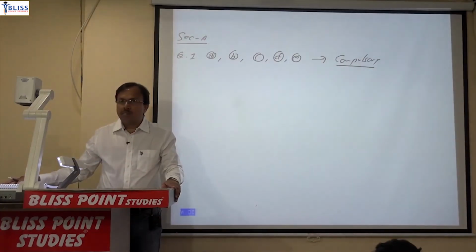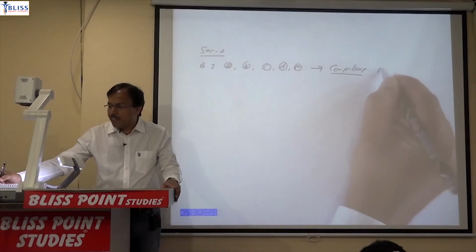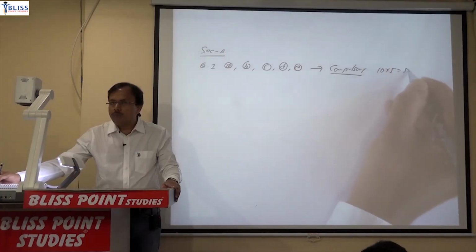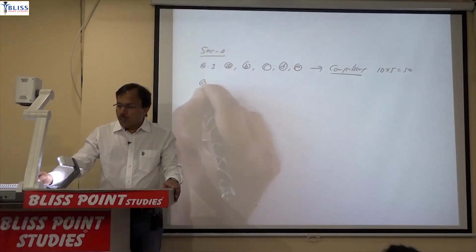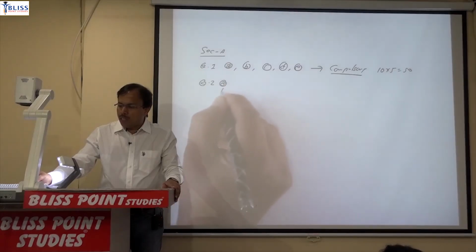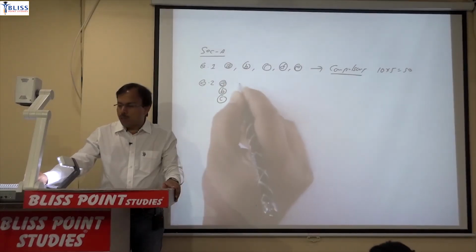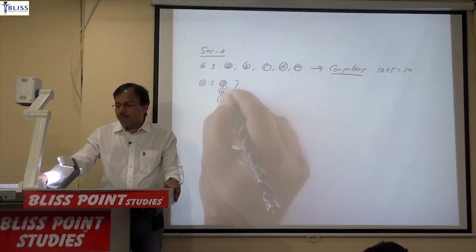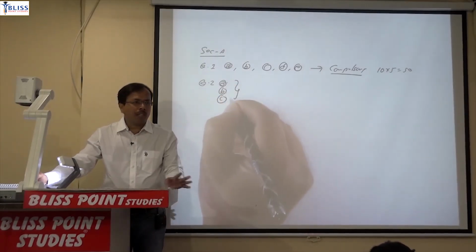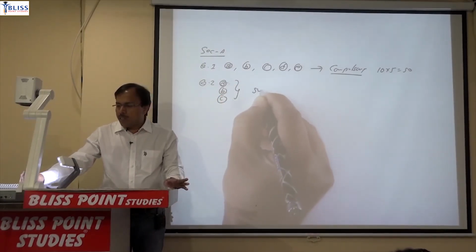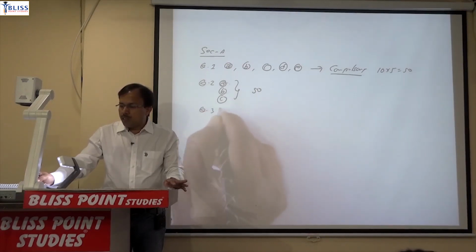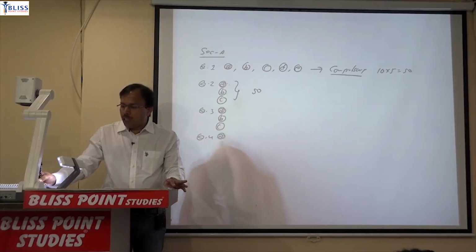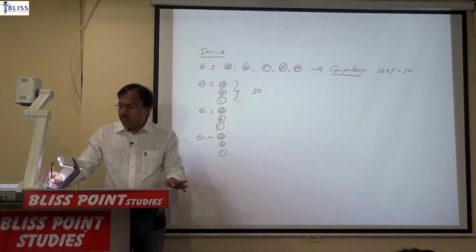So this first question is in fact 10 into 5. Then question number 2 will have part A, B and C, and usually the breakup is either 15, 15, 20 or 20, 15, 15, either way. So 50 marks this. Question number 3 again part A, B and C. Question number 4 A, B and C, this is section A.